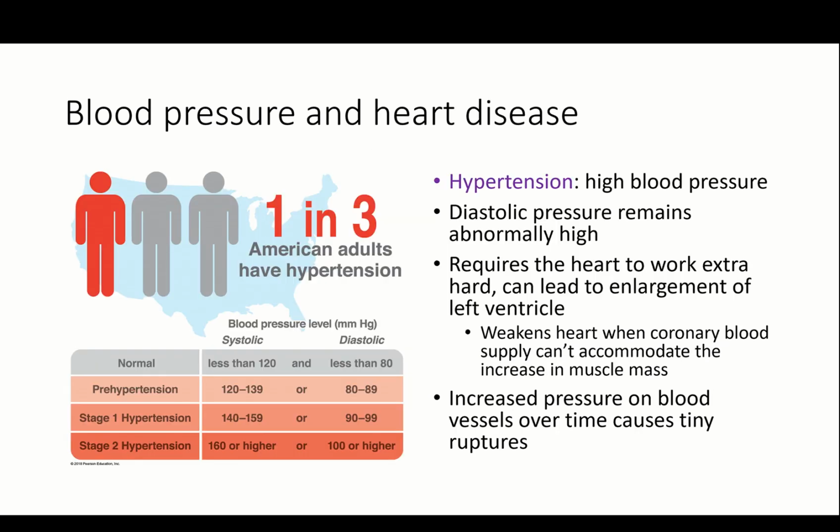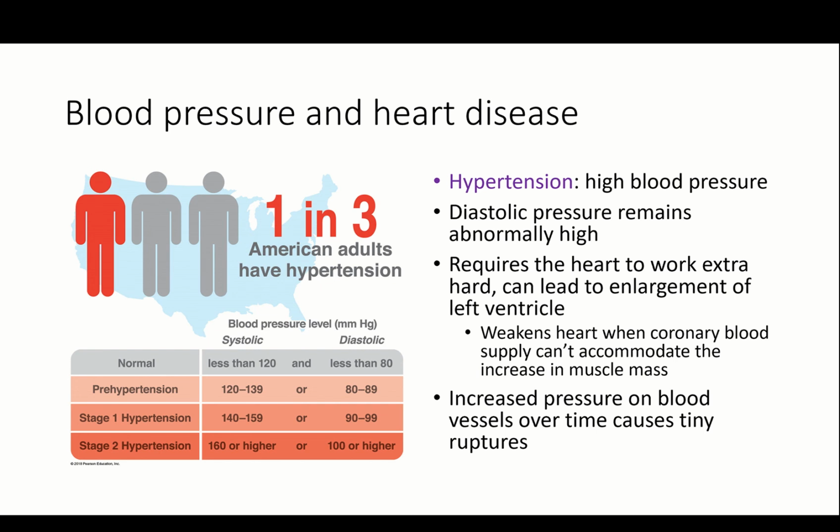All right, so blood pressure is an important indicator of heart disease. If you have blood pressure within a particular range, that can indicate significant health problems. We have something called hypertension, which describes high blood pressure. And actually, we estimate that 1 in 3 American adults have hypertension. When you have this, what this means is that the diastolic pressure when your heart is contracting is going to remain abnormally high. And so the heart has to work extra hard, and that can lead to enlargement of that left ventricle.